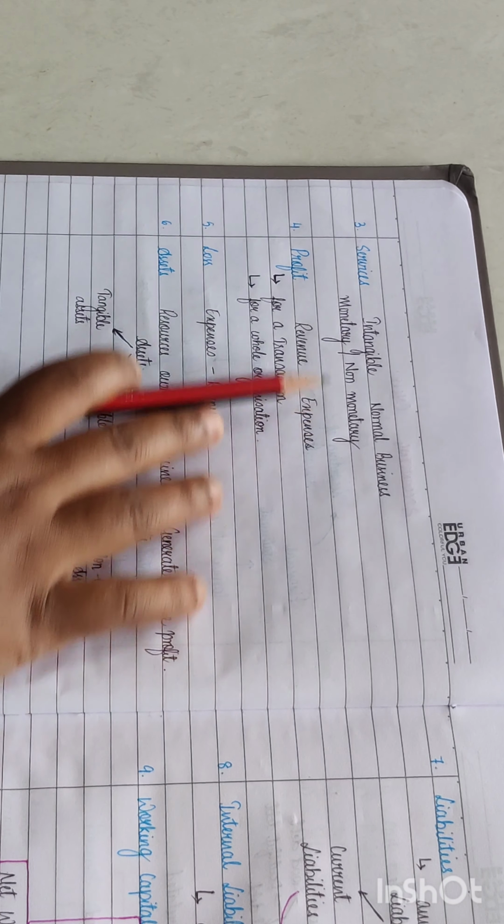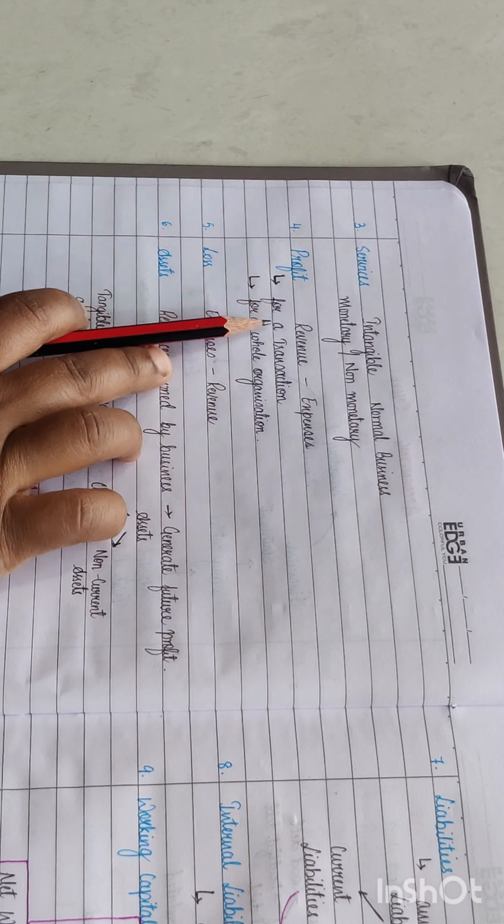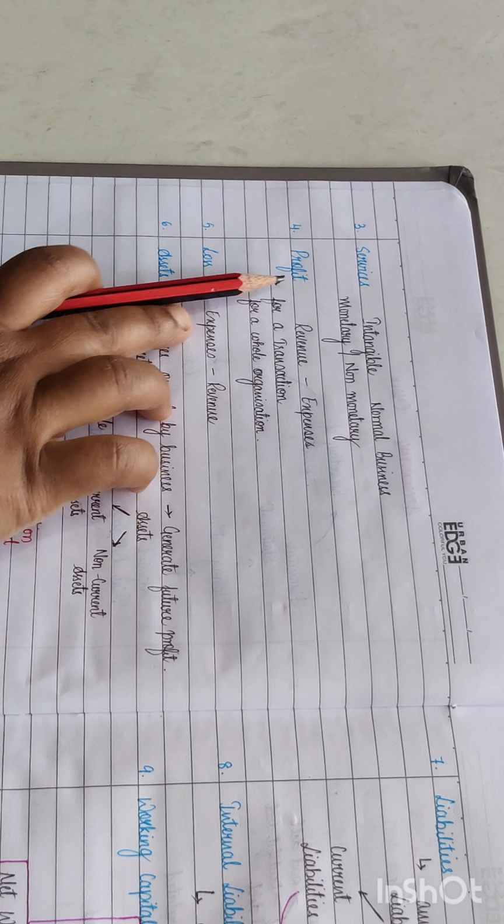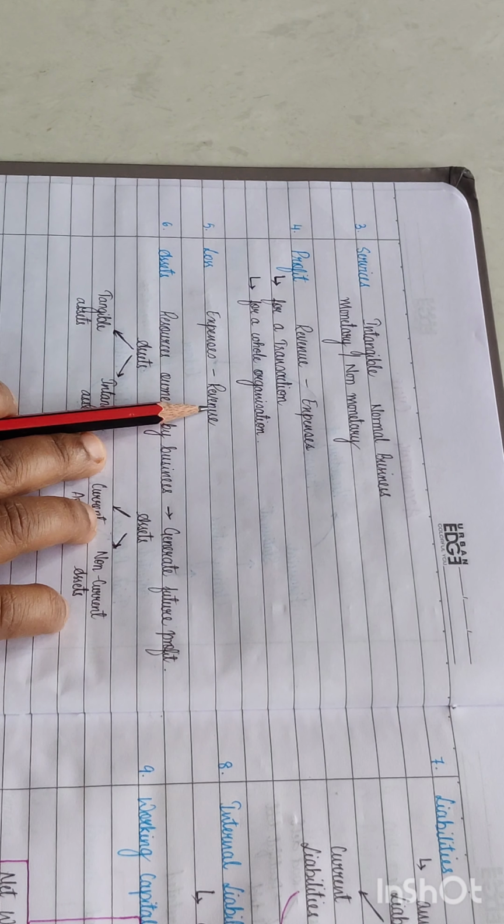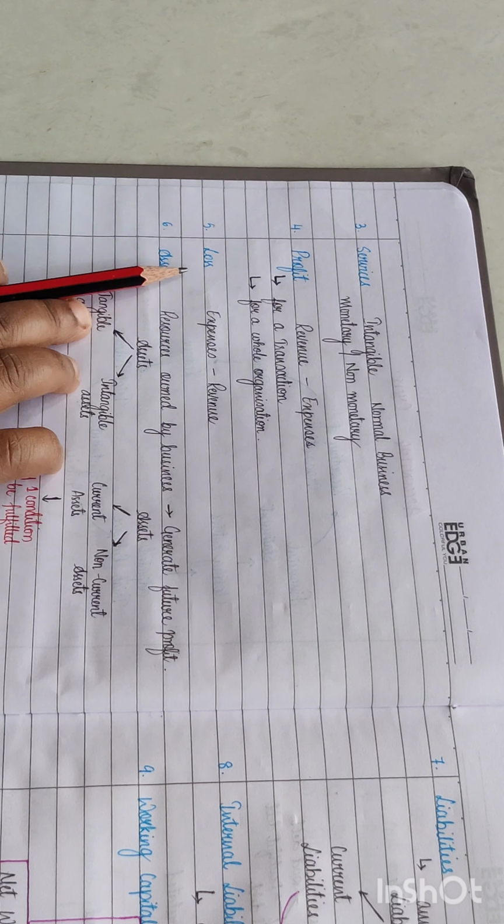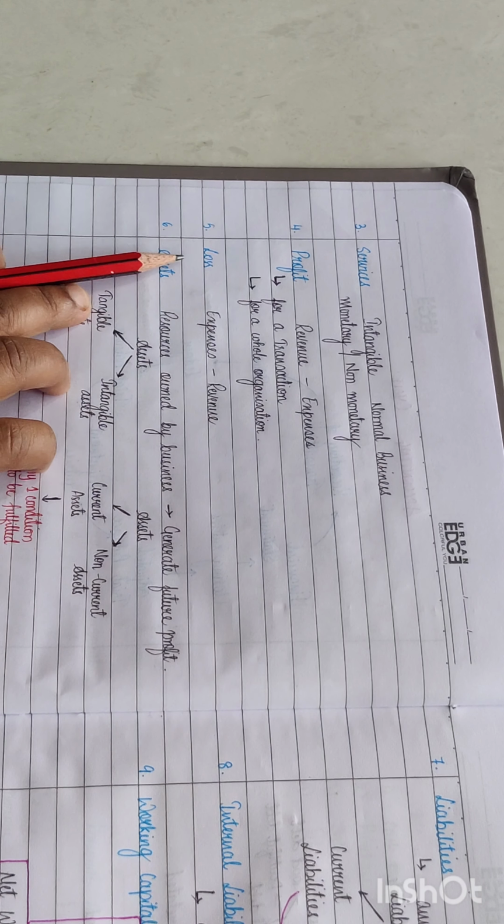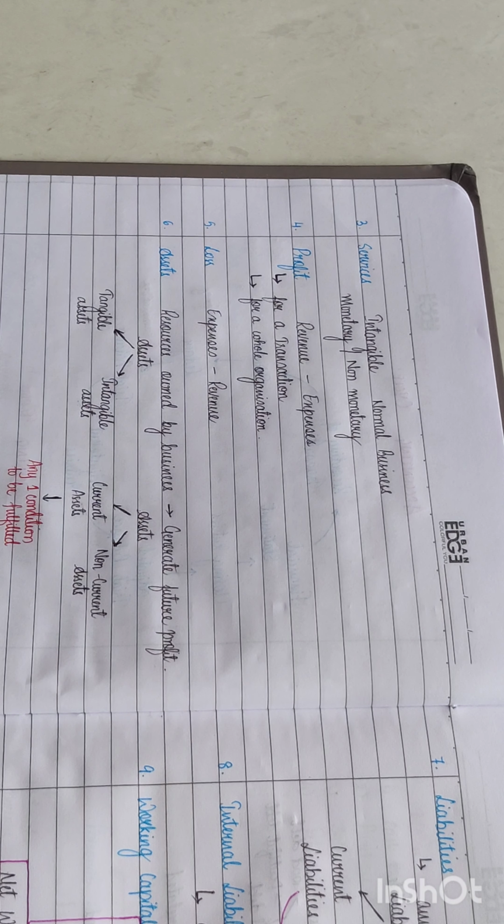Next comes profit. Revenue minus expenses is profit. Profit can be found out for a transaction or for the whole organization. Loss: expenses minus revenue is loss. Even losses can be found out for a transaction, or for the whole organization.